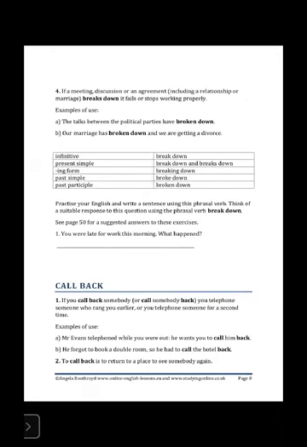Next phrasal verb. Call back. Are you able to see the screen, all of you? Yes, madam. Screen is visible? Yes, ma'am.